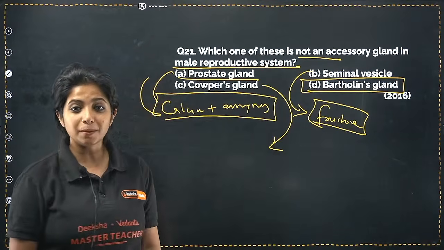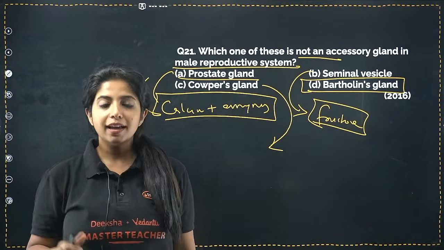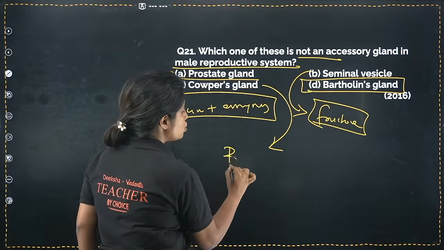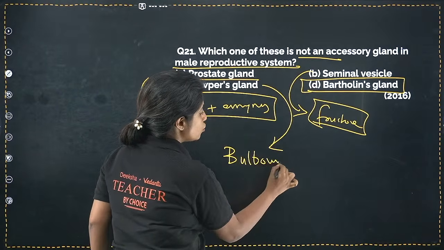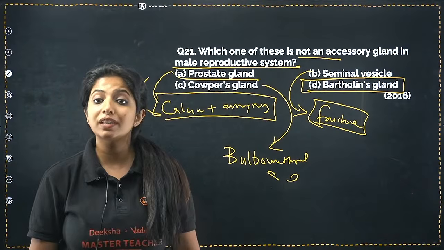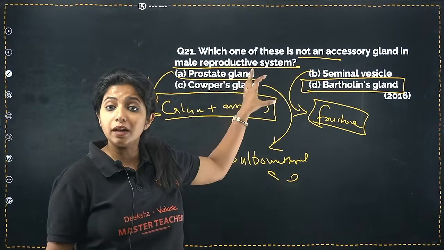Okay. What about the Cowper's gland? Cowper's gland is not written exactly in NCERT, which is why you might not remember it well. It is also known as bulbourethral gland. It looks like a bulb, and basically they are there for lubrication of the penis. So these three things are definitely part of accessory glands of the male reproductive system.